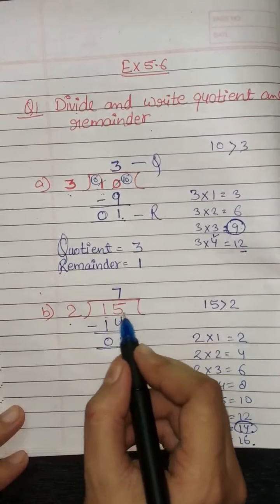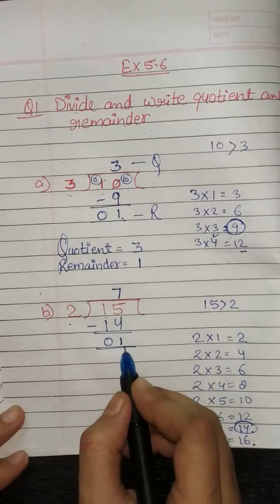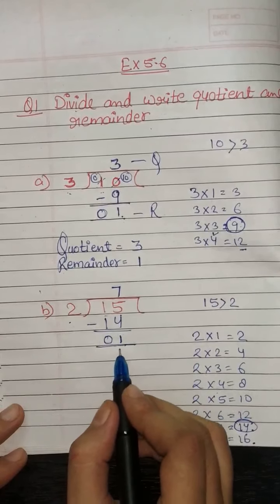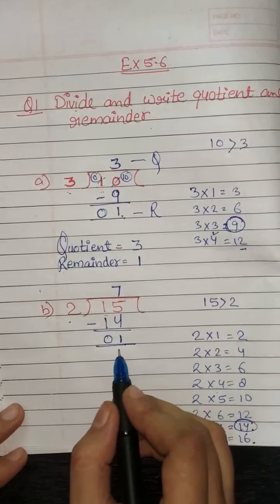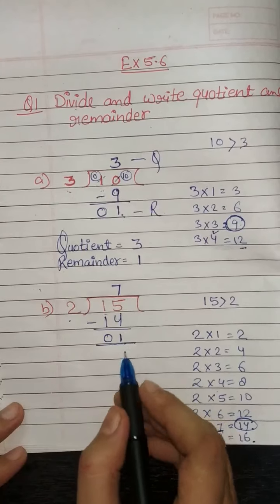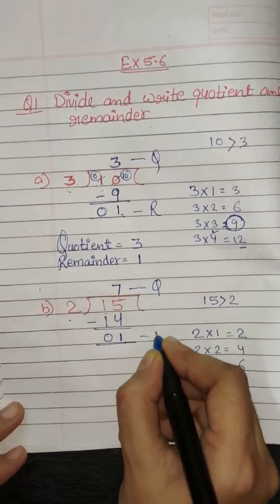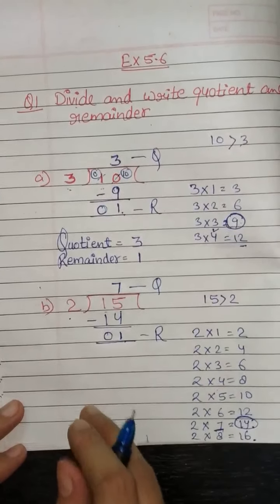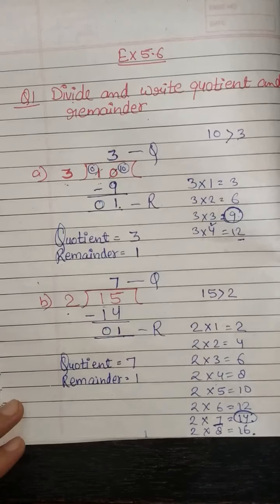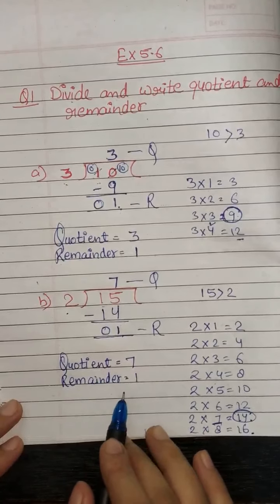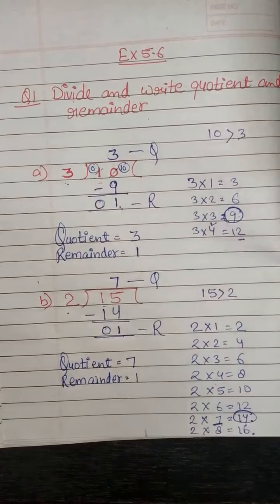Now we have used all the digits and our remainder is smaller than the divisor. So we are not going to do any more division. Our division is complete. This is our quotient and this is our remainder. We'll write below, we'll mention it. Quotient is equal to 7 and remainder is equal to 1.